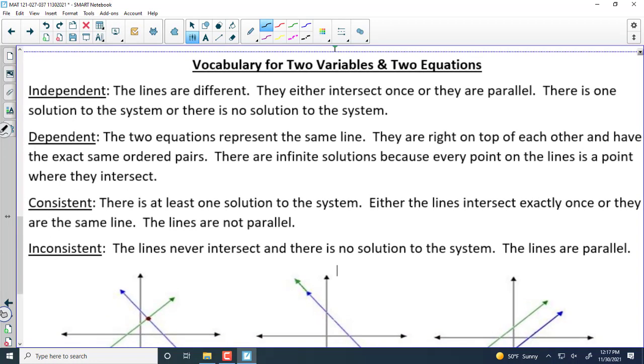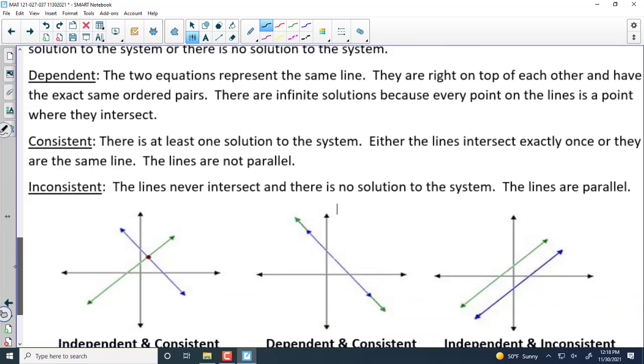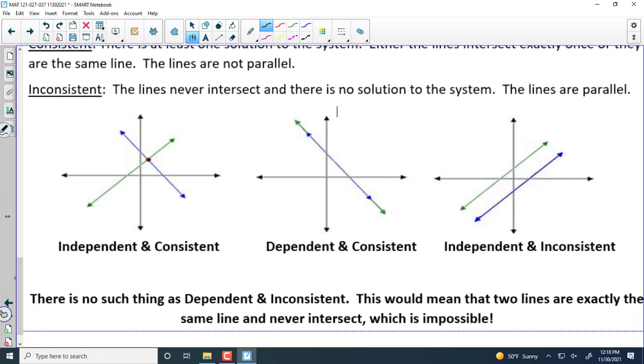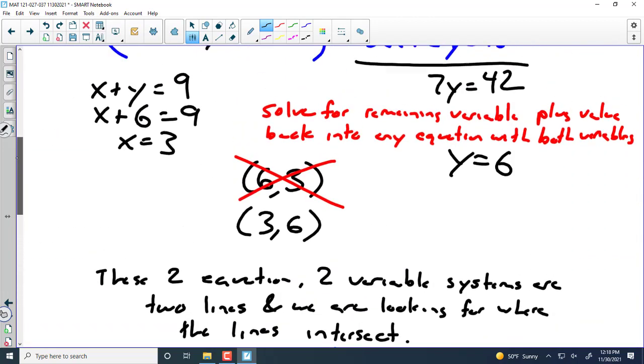Hey, don't let this freak you out. These are just some vocab words you might run across: independent, dependent, consistent, and inconsistent. Basically what this is doing is summarizing all the things that can happen. If you have two equations, you're either going to find that they intersect at one point, that they're the exact same line and they intersect everywhere, or that they're parallel and they don't intersect at all. So you can read through this later, and this vocab will probably help with your homework.